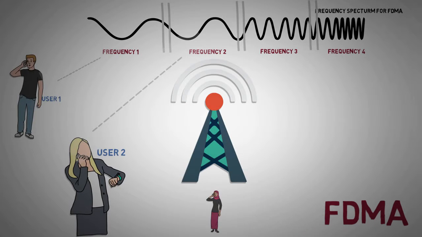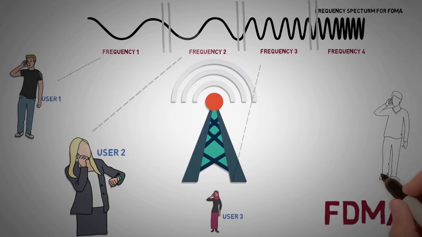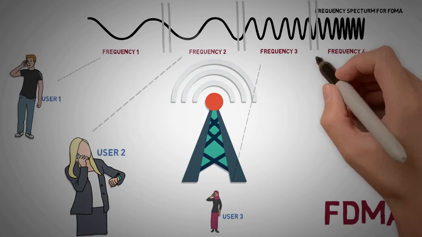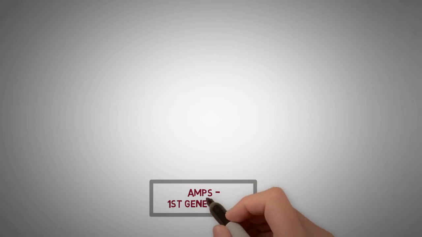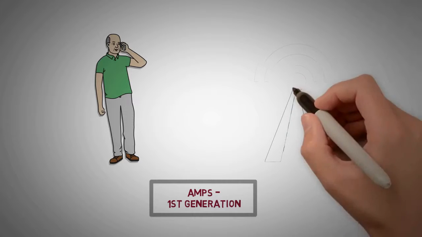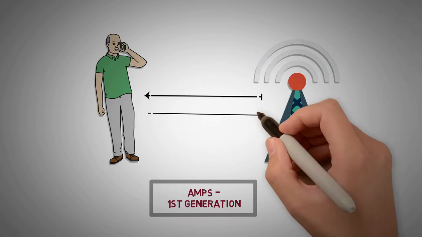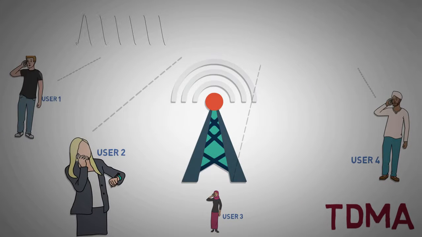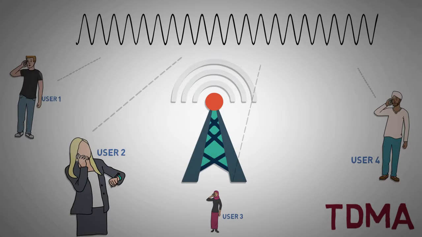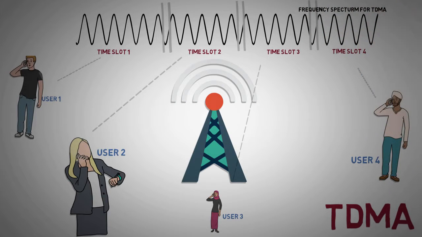Generally, the data is generated at baseband and modulated at varying radio frequencies. Guard bands are introduced to avoid any interference. AMPS, or the first generation analog systems, used FDMA to provide each user a duplex channel with one-way bandwidth of 30 kHz.